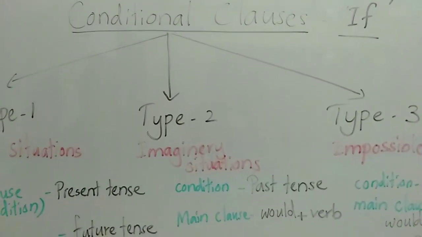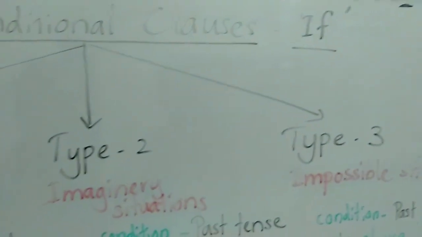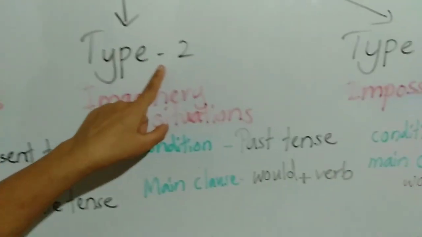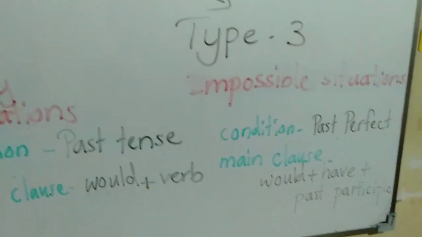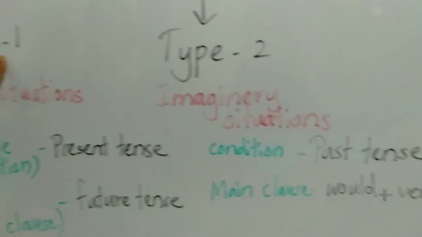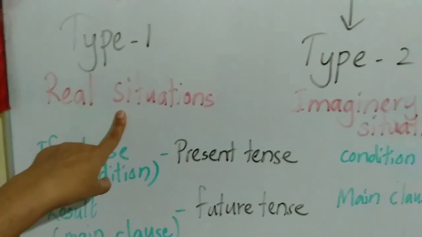Today I do conditional clauses, if. Okay, let's see. There are three types: type 1, type 2 and type 3. Let's see what is type 1. Type 1 describes real situations.